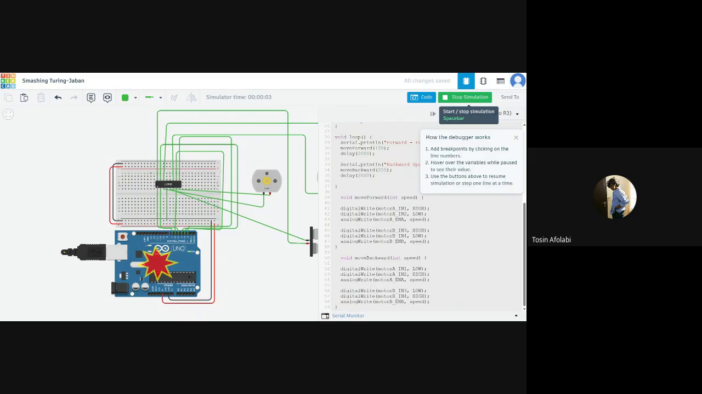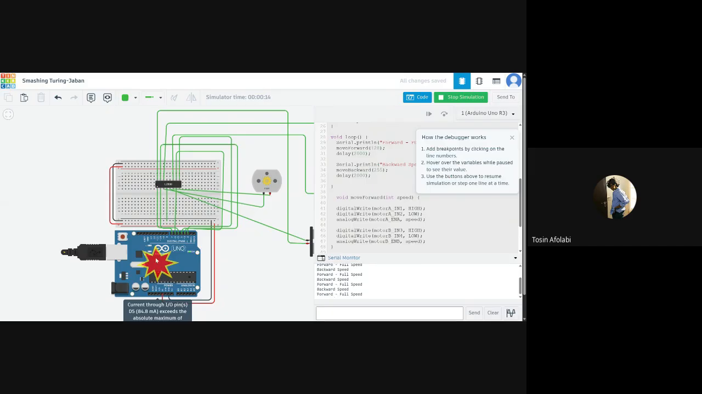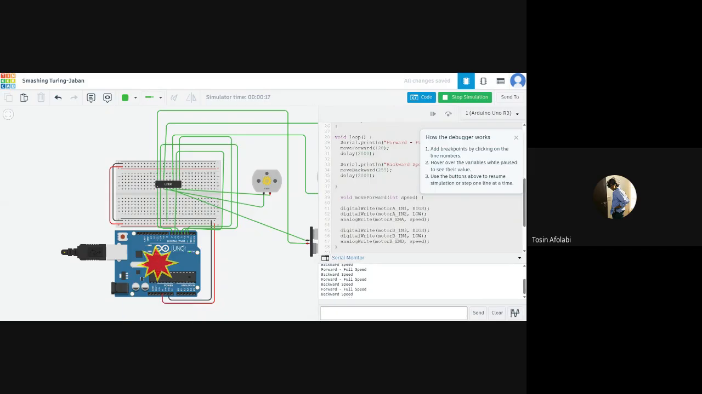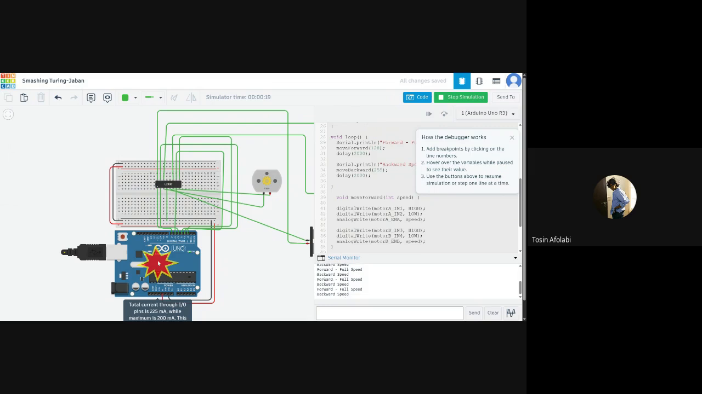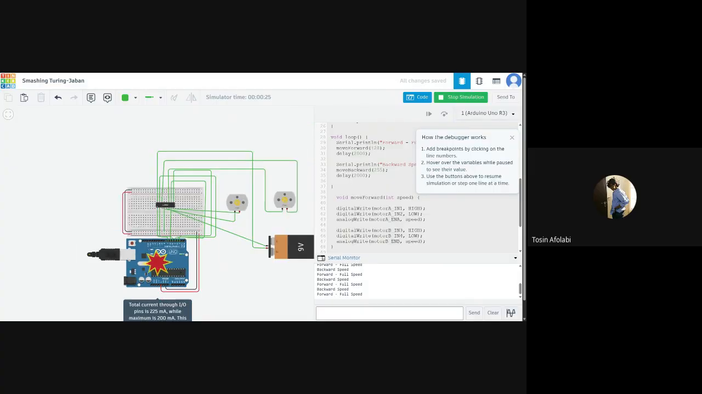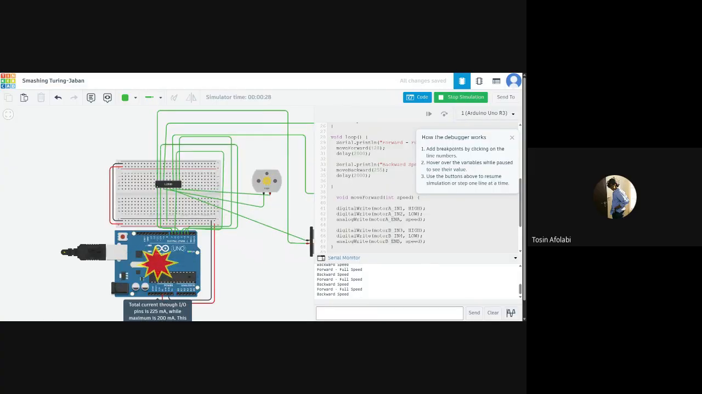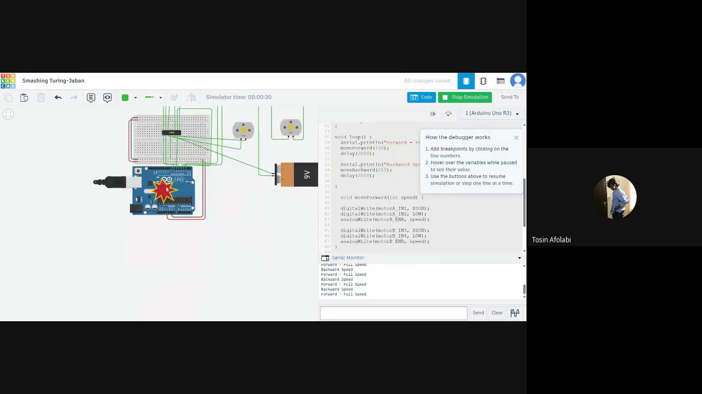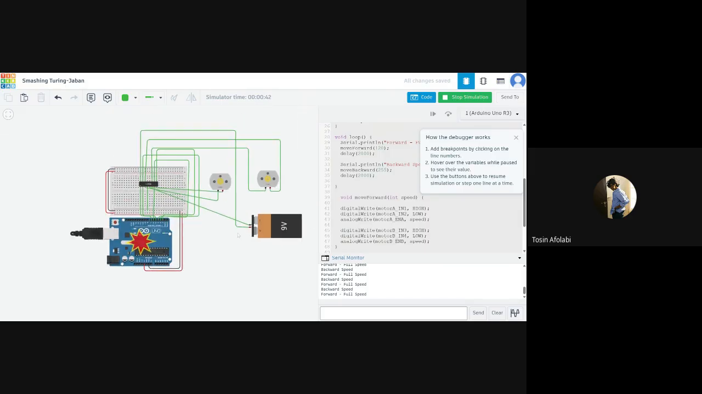So first of all, the code is correct. Second of all, our Arduino is fried, as you can see by this. And you can see from the problem, it says the total current passing through the IO pins is 255 milliamps, while the maximum is 200. That means it's saying something. It says this will permanently damage the Arduino.